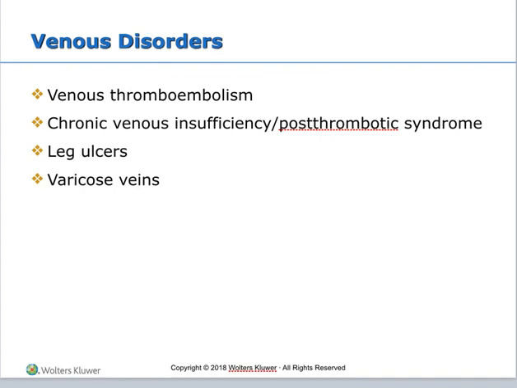You want to compare legs bilaterally, assessing pulse and temperature. With these, you also want to ask, are there any mobility issues? Is there anything else that we need to address that's making it harder for them to get around?